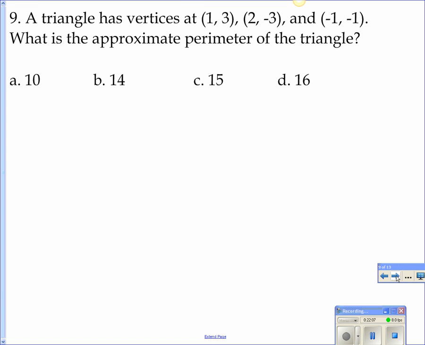Number 9, a triangle has vertices at 1, 3, 2, -3, and -1, -1. What's the approximate perimeter of the triangle? Brandon, what's the key word? Perimeter. Samari, what does perimeter mean? Add all the sides. All right, so guys, if I'm adding all these sides, do I need to graph it?